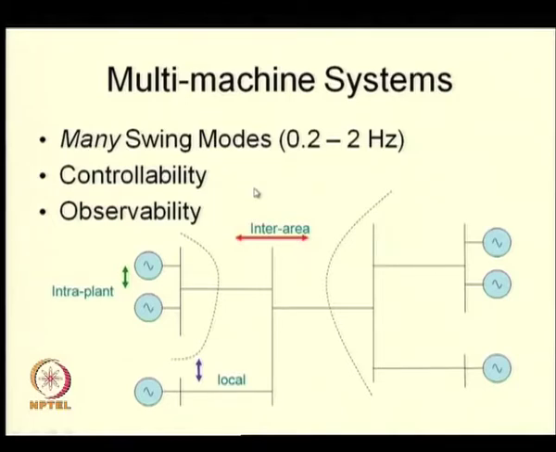So, both controllability of a particular swing mode by an element at a particular location should be there. Also, the feedback signals which are used to induce damping in the system, in those signals the critical or unstable or poorly damped swing mode should be observable. These are the two important things which you have to consider when you are actually going to design a stabilizer, a power system stabilizer to improve swing mode damping.